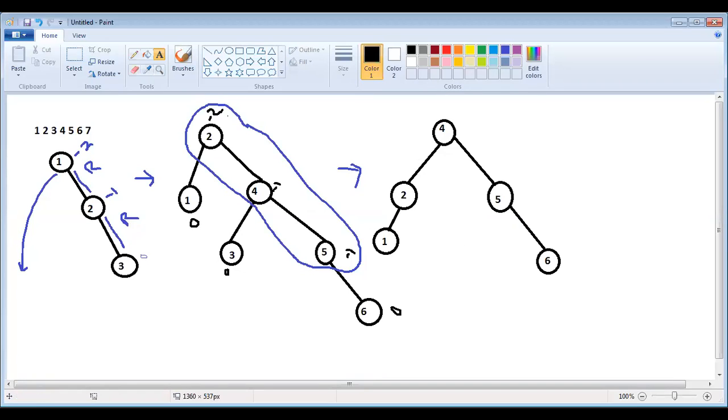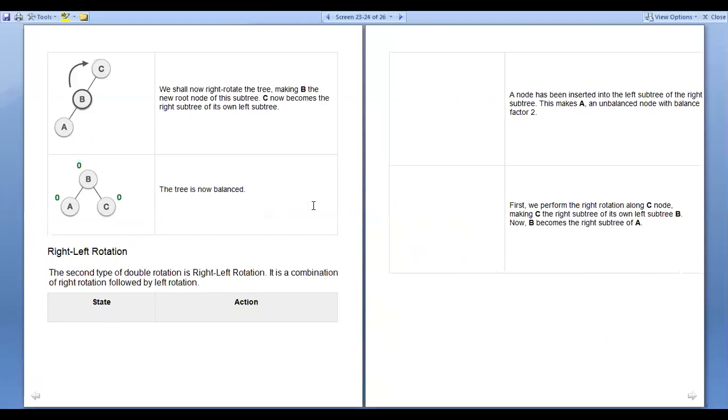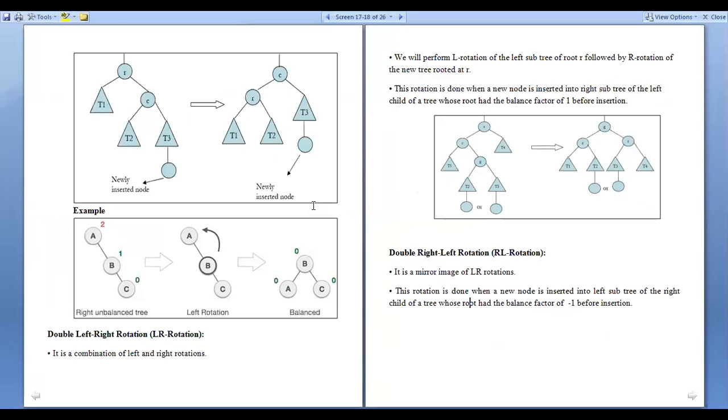Now understood. Now again I will go back to our notes. I will show the notes now. Now check this. This is the diagram I have shown you, right? So we have done left rotation. But where to insert this T2, we had a doubt. We inserted it on the right of this root node. That is what we have done here. Now understood what that diagram is explaining?